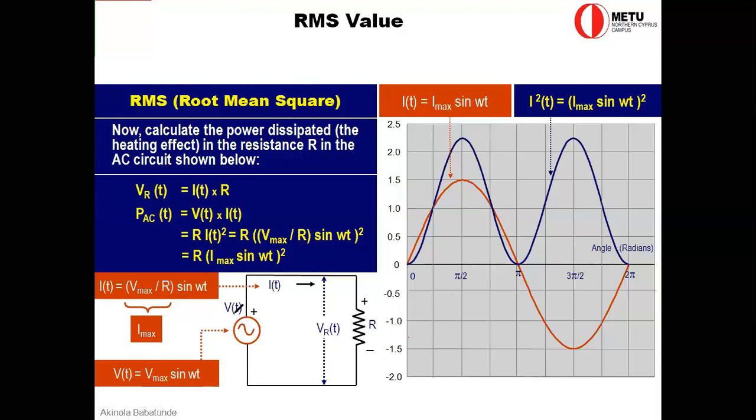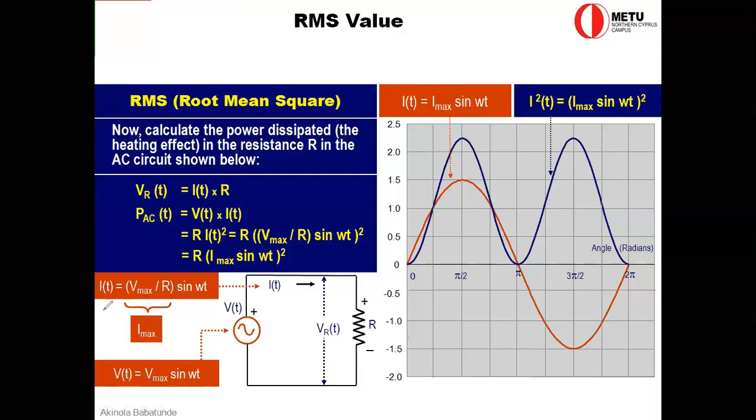You can see we have V of t here. In the DC, it's just going to be V, all right? But in an AC, you have V of t because of the time varying waveform. You have I of t, and then you have VR of t. So your V of t is V max sine wt for these, and then your I of t will be V max over R sine wt.